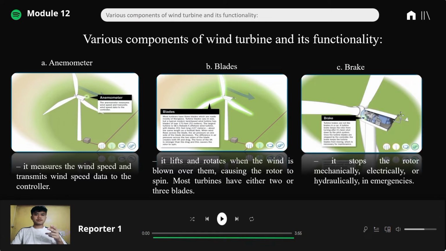Followed by the brake. The brake stops the rotor mechanically, electrically, or hydraulically in emergencies. So, the brake is what stops the rotor when the consumption or the pull of the wind on the windmill is too much. By means of the brake, the windmill is limited and will not blow up. Turbine brakes are not like brakes in a car. A turbine brake keeps the rotor from turning after it has been shut down by the pitch system. Once the turbine blades are stopped by the controller, the brakes keep the turbine blades from moving, which is necessary for maintenance.